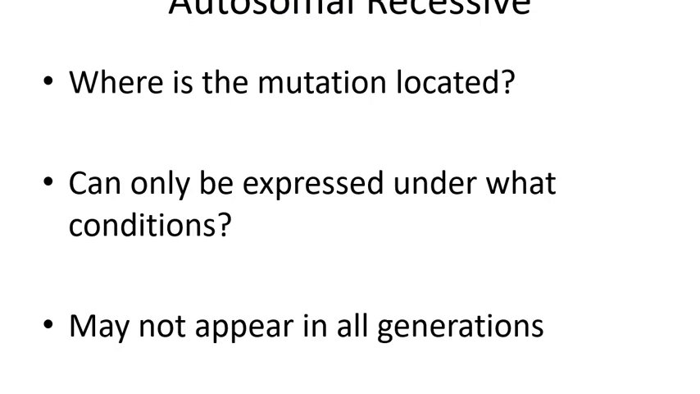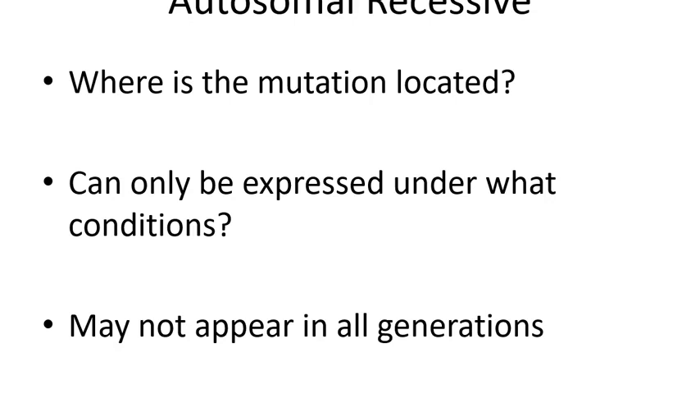Autosomal recessive, the mutation is located on the autosome versus the germ cell, and it can only be expressed if both parents have that recessive mutation, and then both parents would have to donate that mutation to the child in order for the child to have the condition. Because it's recessive, they have to have both recessive mutations in order to have the condition.